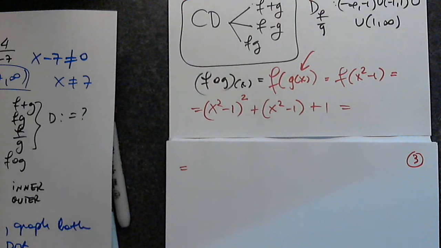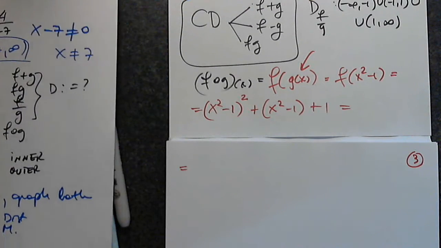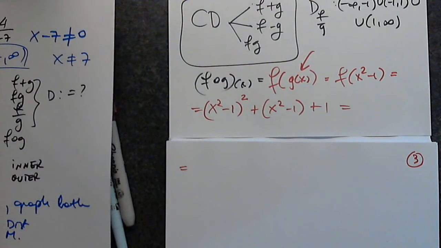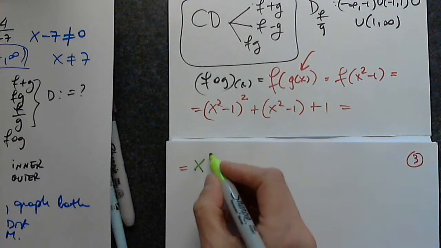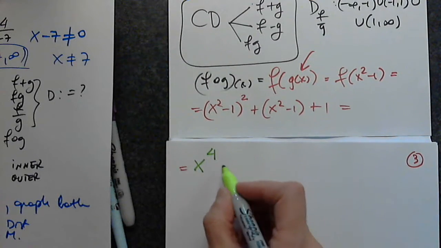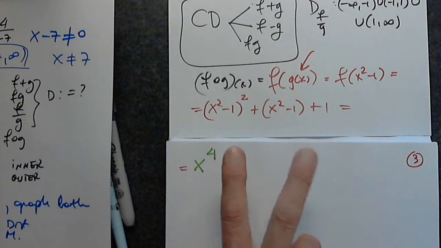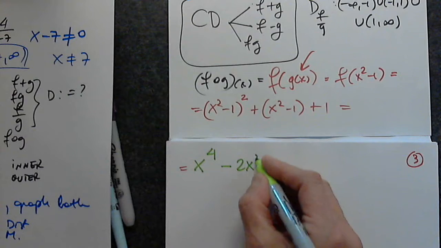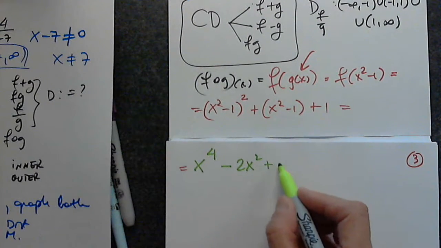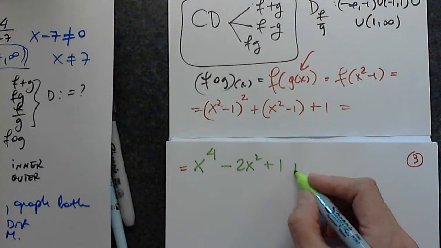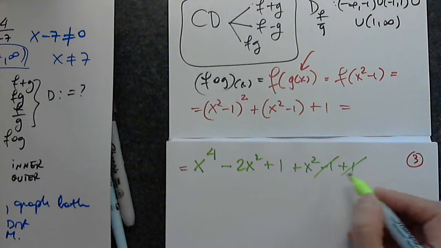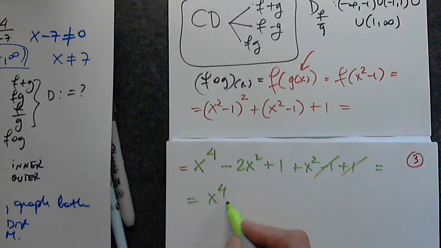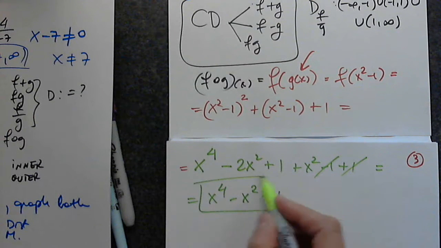So when I square a binomial, how many terms do I have to write? Please think, and do not say 2, please. 3. Very good. Thank you. The first term squared. x to the 4th. Very good. Minus 2x squared. Very good. Plus 1. Awesome. So then x squared minus 1 plus 1, these two go away. So we have x to the fourth minus x squared plus 1.